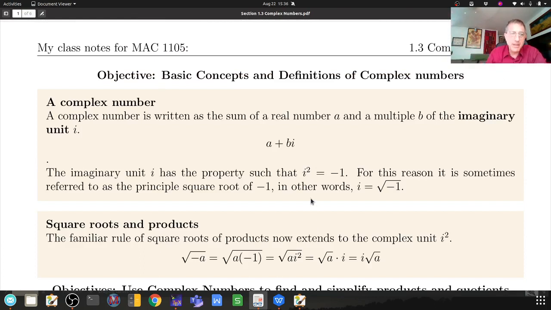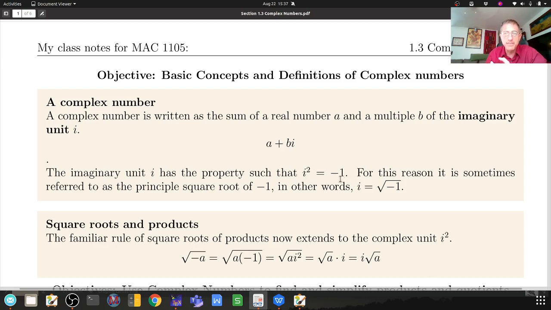A complex number is written as the sum of a real number a and a multiple b, which is also a real number, of the imaginary unit i. So it looks like a plus bi. So the imaginary unit i, what is that? It has the property such that i squared is equal to minus 1. That's by definition. So just some history of this.